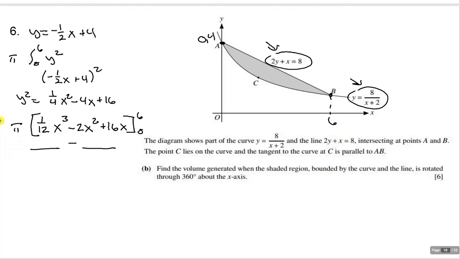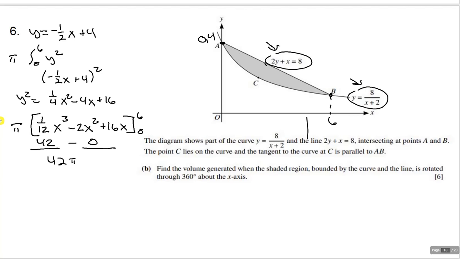Okay, so hopefully you did that. And in this case, when I put a 6 in there, I got 42. And then when I put a 0 in there, well, this is going to be 0, this is going to be 0, and this is going to be 0. So when I subtract them, I'm going to get 42 pi. Now, that is if I took this line and rotated it all the way around. And this whole thing was a solid thing.